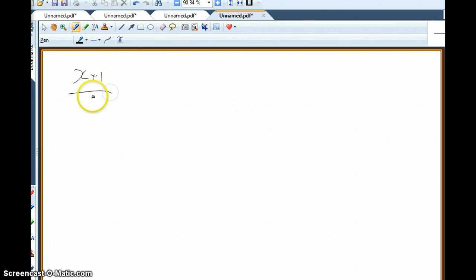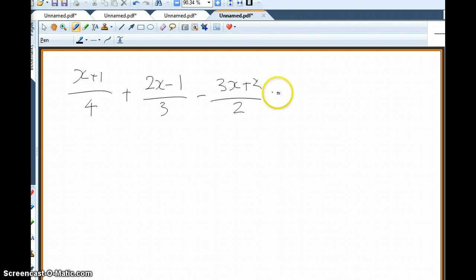(x + 1) over 4 plus (2x - 1) over 3 minus (3x + 2) over 2. Great. I'm going to write 3 equivalent fractions this time, not 2, 3. And they're all going to have the same denominator. What's that denominator? 12. Oh yeah, 12 will work. I was thinking 4 times 3 times 2. But 4 goes into 12, 3 goes into 12, and 2 goes into 12. So 12 will work.